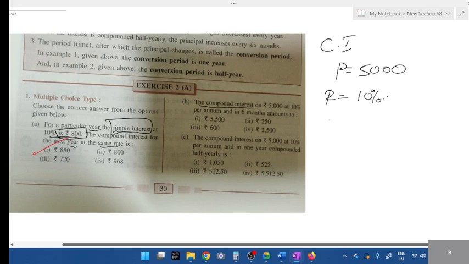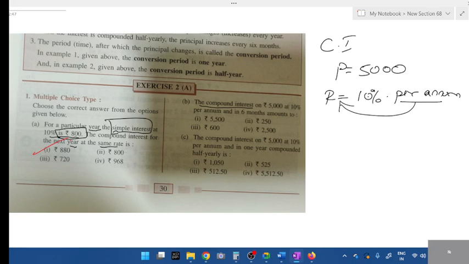10% per annum. I'll tell you what this per annum stands for. 10% per annum, students. If the word per annum is given, this 10% per annum is given for the rate. So we don't have to change the rate. The next question will have 10% for 6 months. I'll tell you what to do.